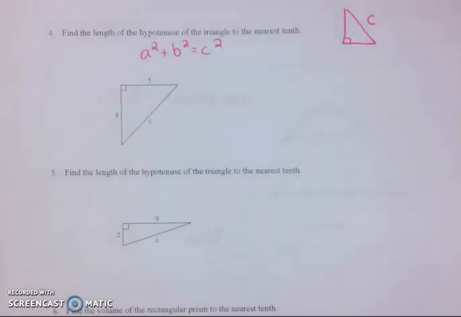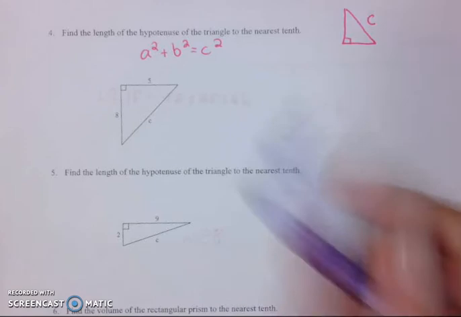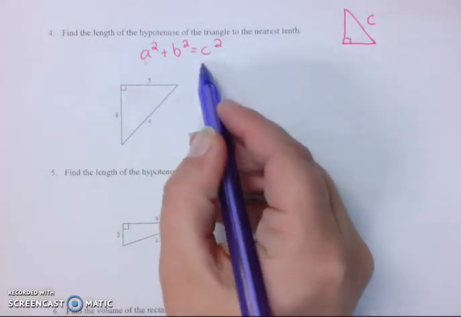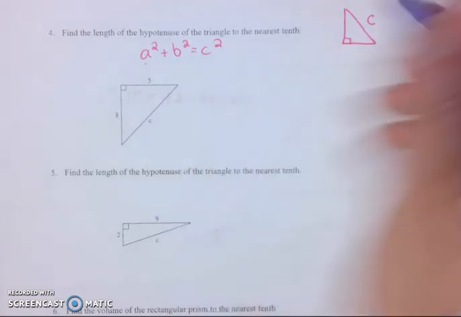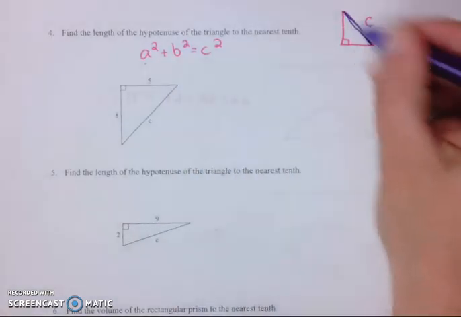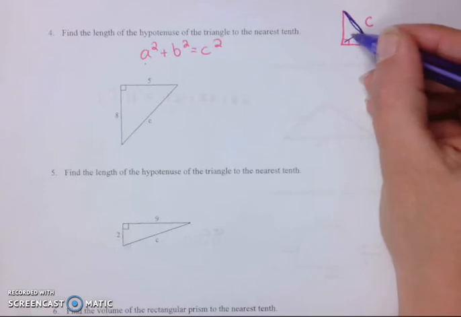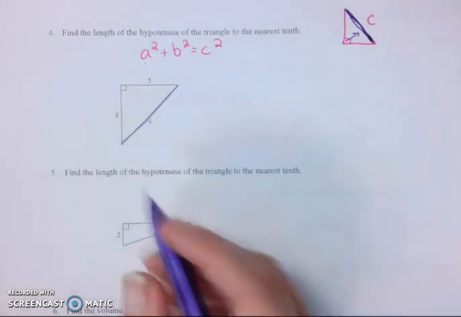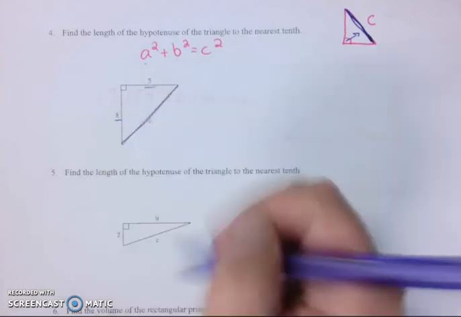The next 2 problems, we're doing Pythagorean Theorem. So that's just for right triangles. A squared plus b squared equals c squared is the equation. And c is the hypotenuse. Remember, it's always the side that's across from the 90 degrees. So we're trying to find c. This can be a or b, it doesn't matter.